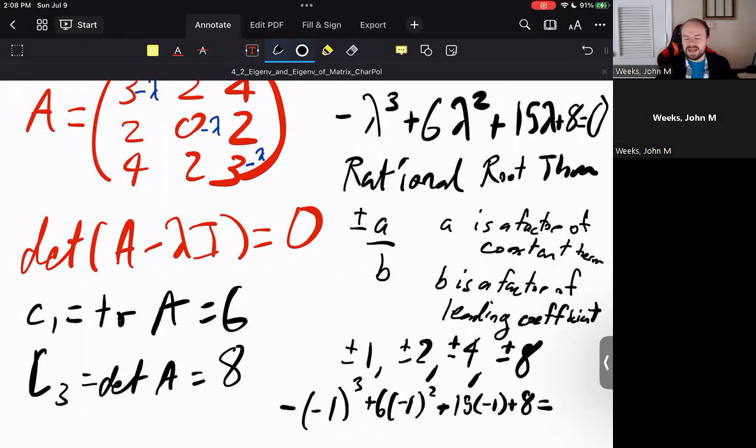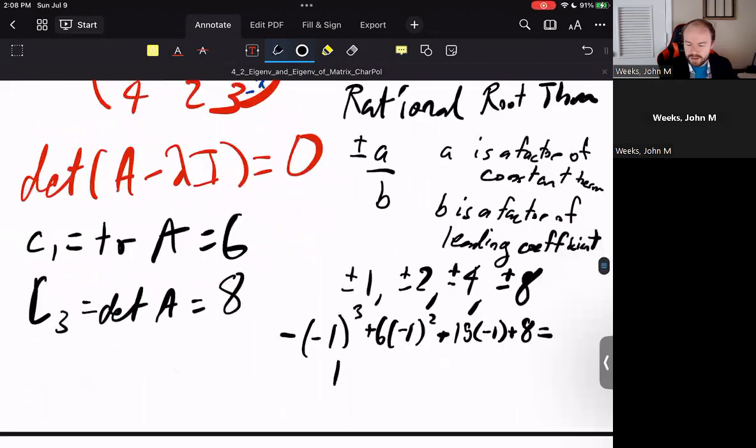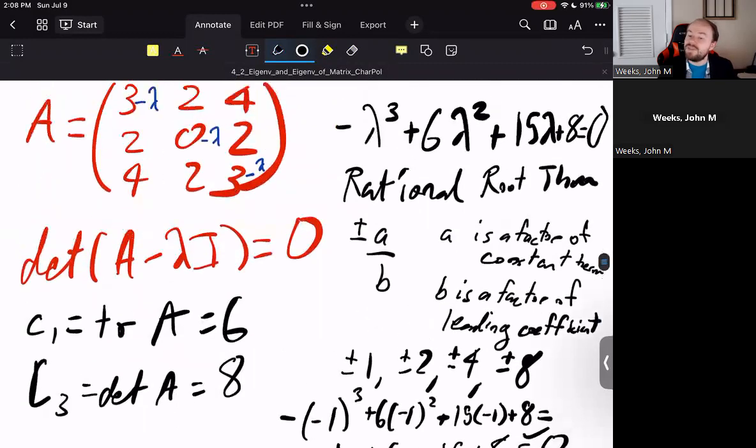Well, let's see. Negative 1 cubed is negative 1, and then a negative out front of that should give us 1. And then plus 6 minus 15 plus 8. All told, that should give us 0, just like we would want. So -1 is a root for this polynomial. So -1 is one of my eigenvalues, okay?